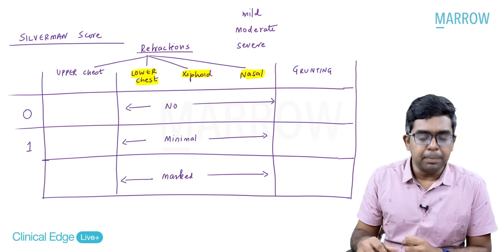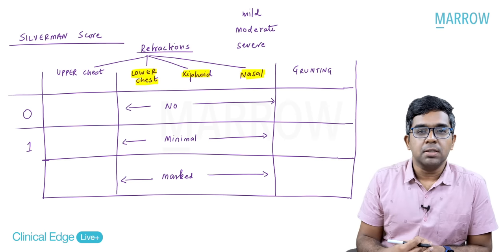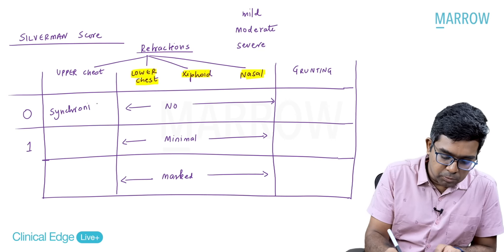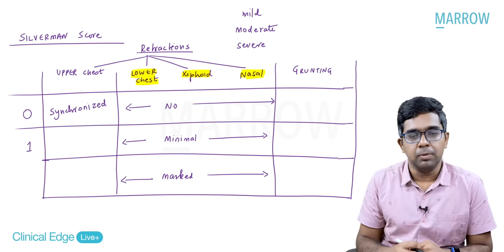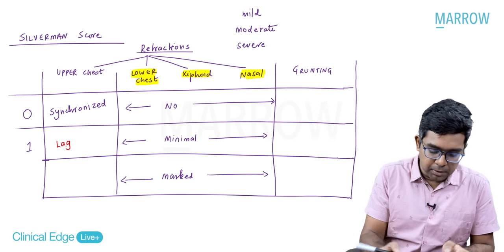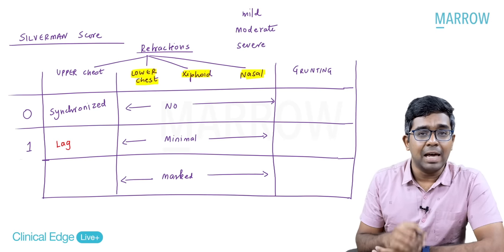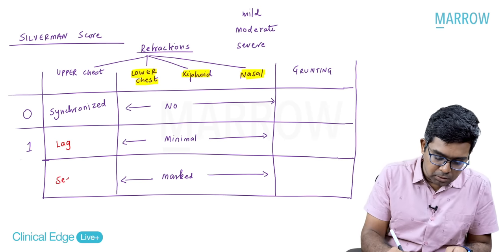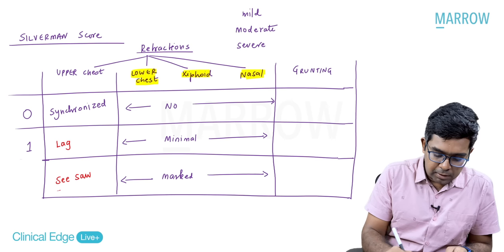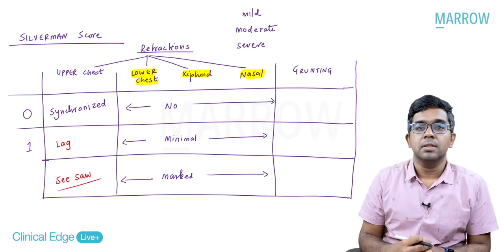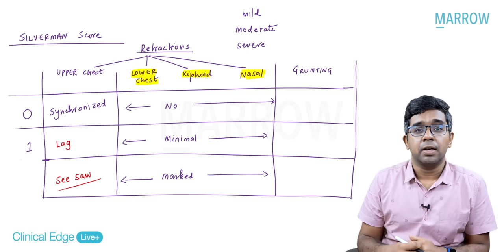Then upper chest means you are comparing the chest movements with the abdominal movements. In zero, the chest movements are synchronized with the abdominal movements. One means the chest is lagging behind the abdomen during inspiration. That is what is called lagging. And two refers to a seesaw breathing. Something like this, the chest is moving inwards and the abdomen is moving outwards. That is what is called seesaw movement, which indicates severe retractions inside the chest.